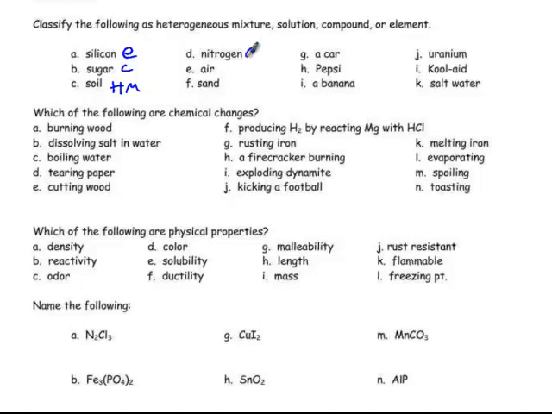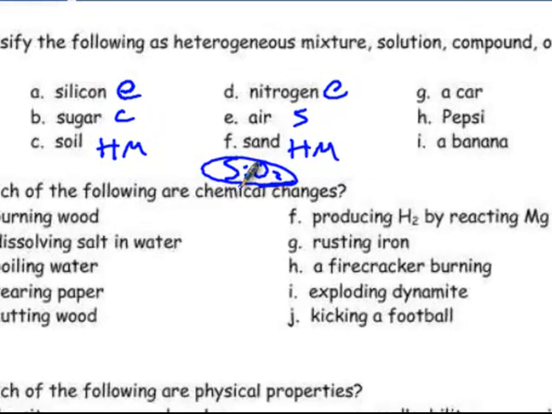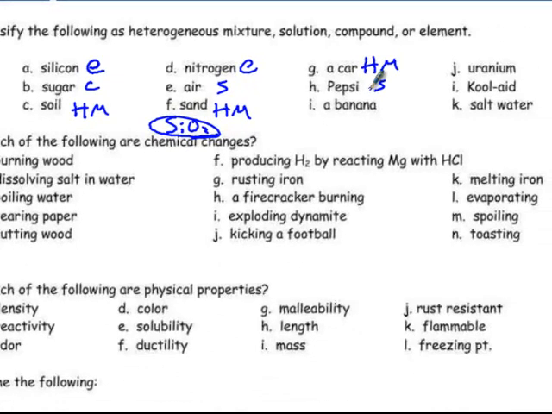So nitrogen would be an element. Air is a solution. It is uniform. It has the same percentages. Sand, a heterogeneous mixture. Although it does contain SiO2, it contains other substances which causes it to be a mixture, or a heterogeneous mixture. A car would definitely be heterogeneous. Pepsi is a solution. It's the same throughout. A banana, heterogeneous mixture. Element, a solution, Kool-Aid, and salt water. Both of those are perfectly dissolved. All right, moving on to the next section.